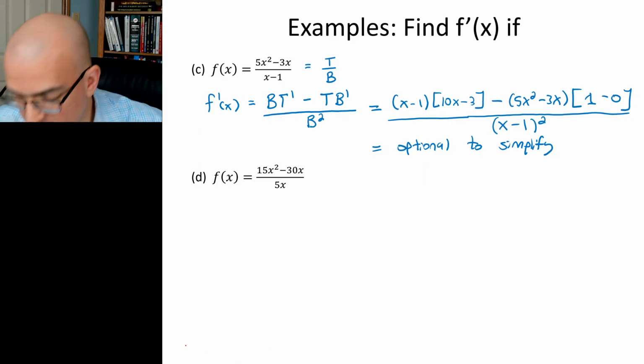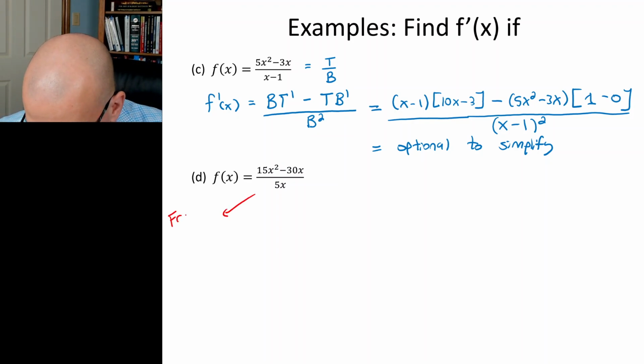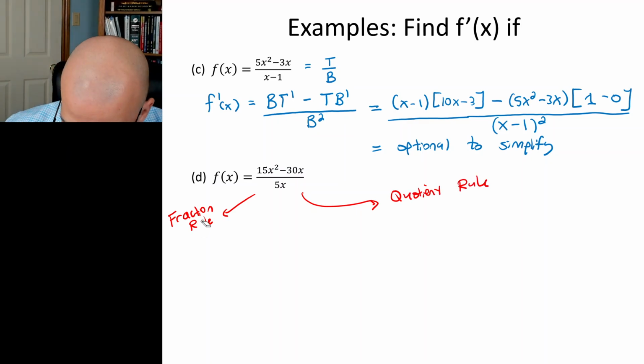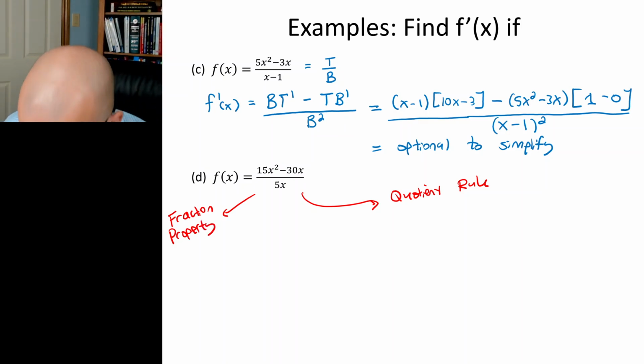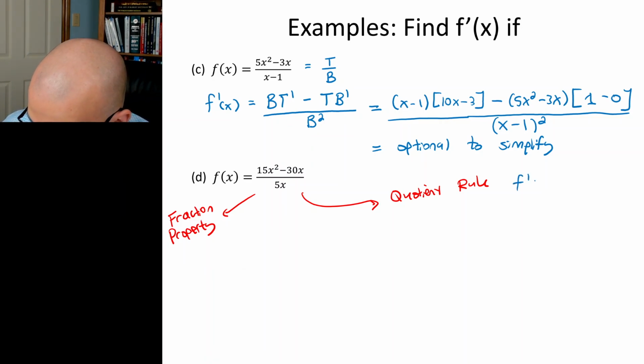Now the next one has two options, two ways to approach. Because we could start by using a fraction rule, or we could start by using a quotient rule. I won't call it fraction rule. I'll call it fraction property, so you don't think there's some hidden derivative rule that I didn't talk about yet. So if the quotient rule is straightforward, you don't have to think. f prime of x is bt prime minus tb prime all over b squared.